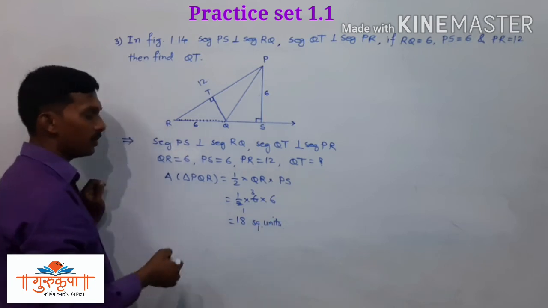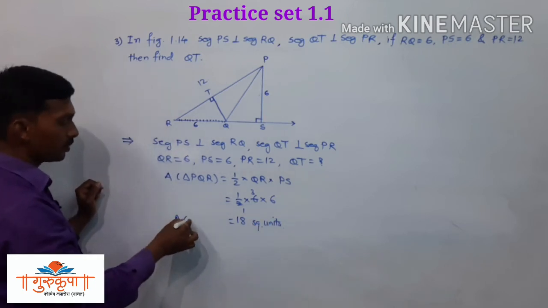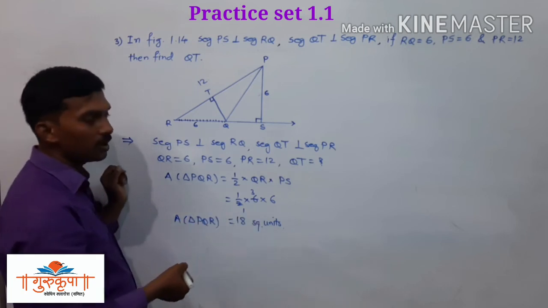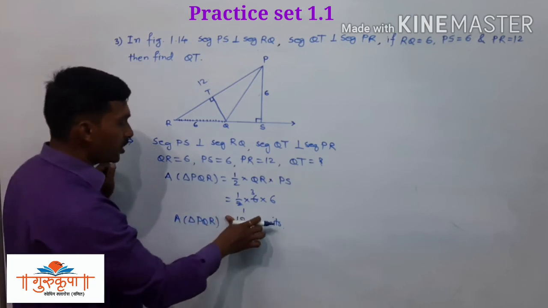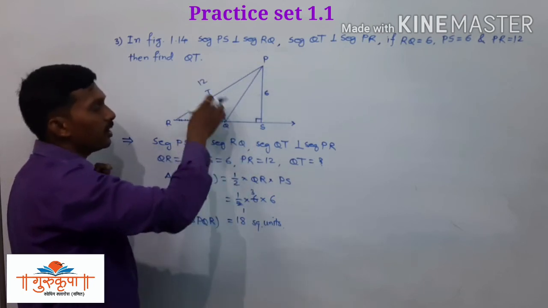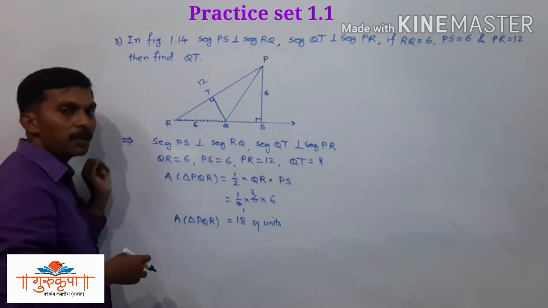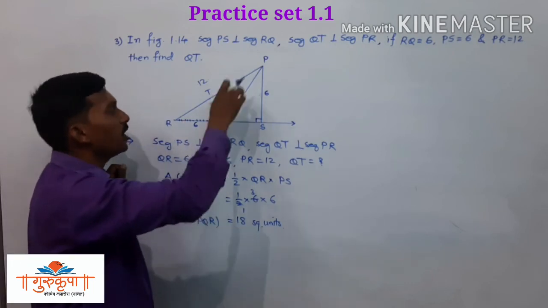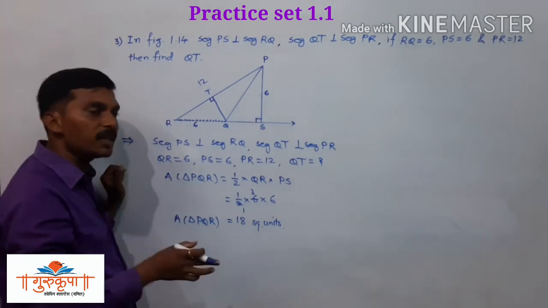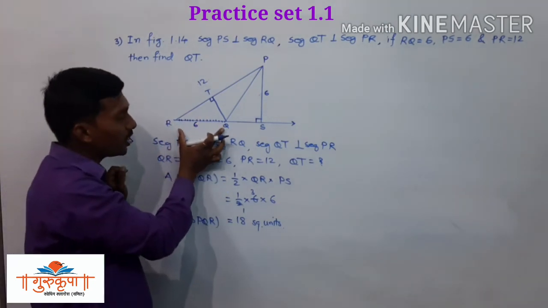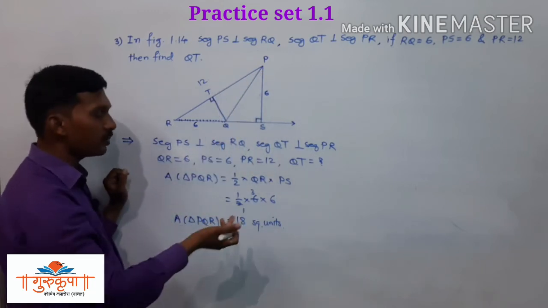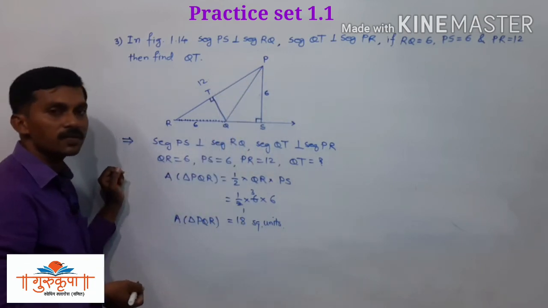18 square units, that is the area of triangle PQR. We get the area of triangle PQR. Why we find this area? Since we know the base but we didn't know the height, and if you have to find the height, then definitely you have to know the area of that triangle first, and you can easily find the area using this QR as base and PS as height. The area of triangle PQR is equal to 18 square units.